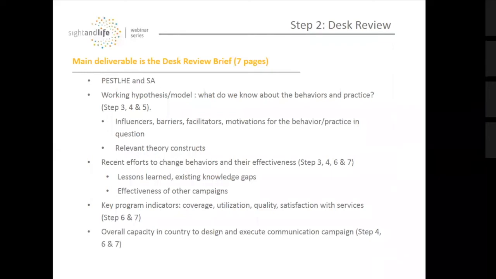So again, this brief should have the PESTEL tool, the stakeholder analysis, that working model or working hypothesis for the behaviors in practice. It should also include any information that you gained from previous efforts. It should look at information about the program, so make sure there's data there on the coverage, utilization, quality, and satisfaction of the services. And the overall capacity in country to design and execute communication campaigns. So you should have a pretty good idea of who those resources are, or what those resources are.